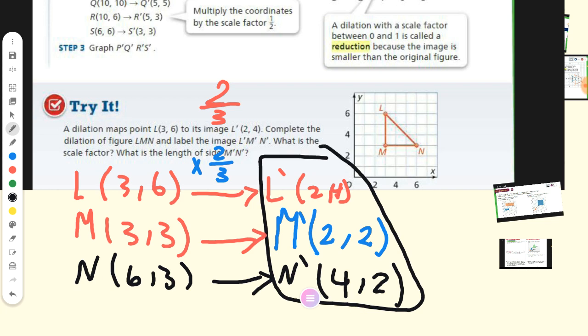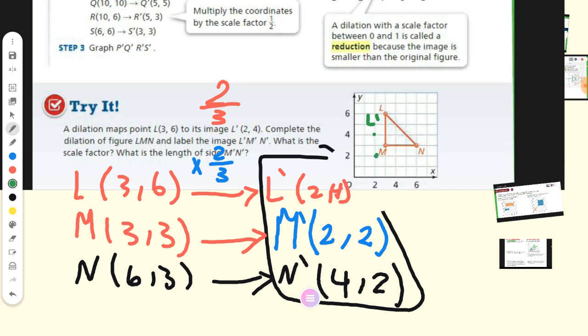Let's locate them over the graph. After we locate them, we'll find the new shape. The first one, L dash, 2 and 4: 2 on x, 4 up, it will be here. Okay? This is L dash. Then M dash, 2 and 2.